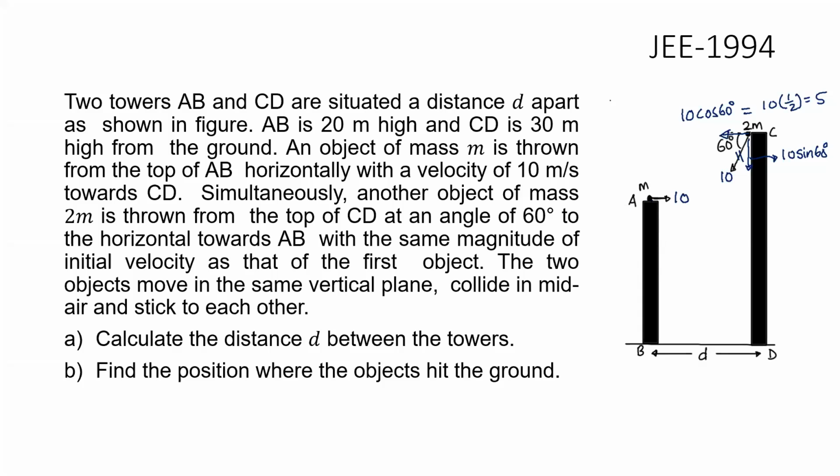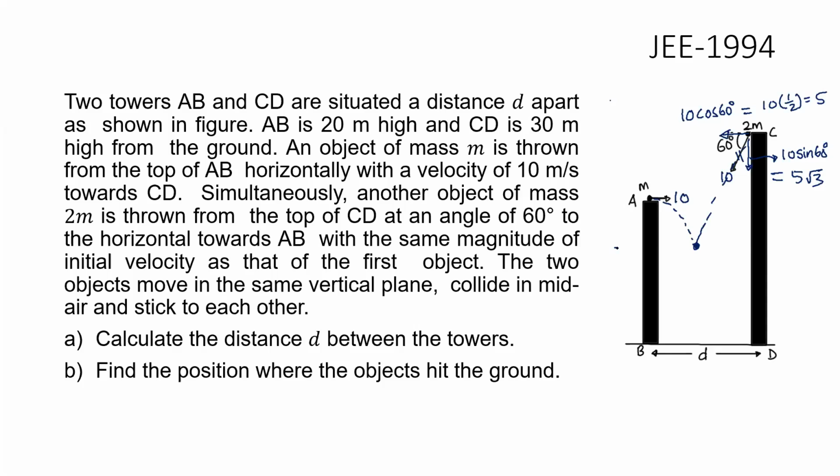I said the particle projected from A has velocity 10. I'm not writing the units; I think units are understood as meter per second. The horizontal component of the particle projected from C is 10 cos 60, which is 5 meter per second. In the vertical direction, it is 10 sine 60, so that is 5 root 3. Now, they will move something like this and then collide somewhere here.